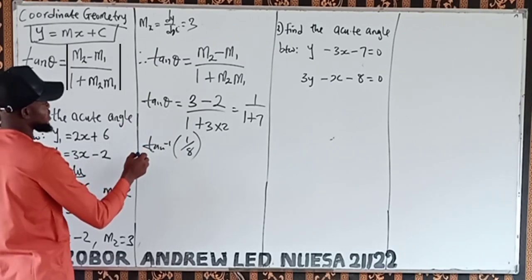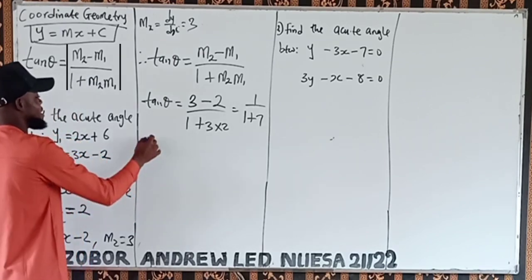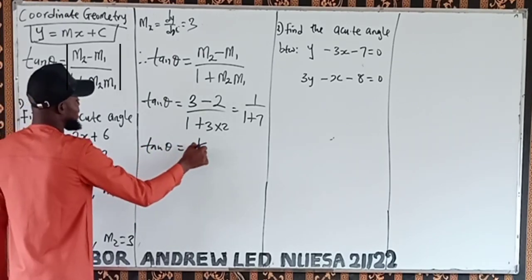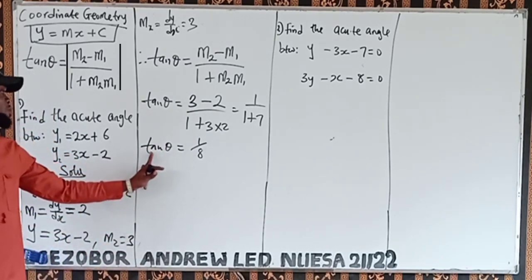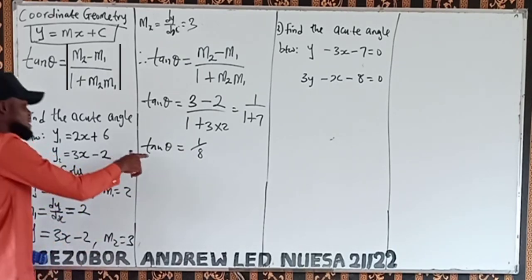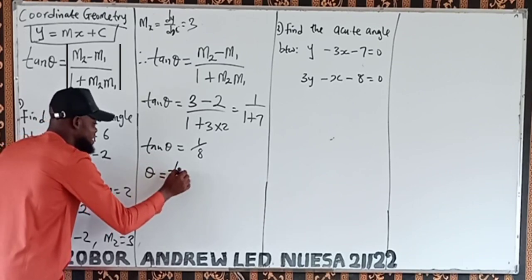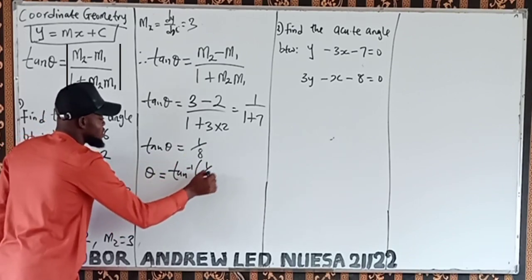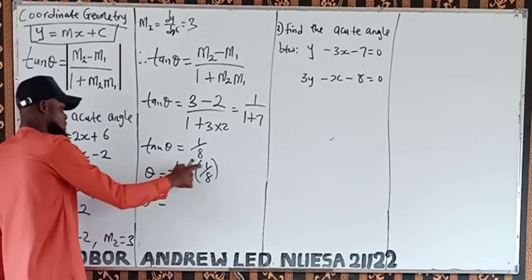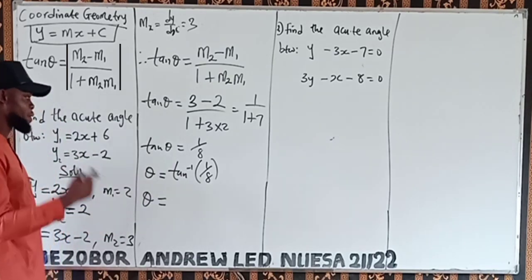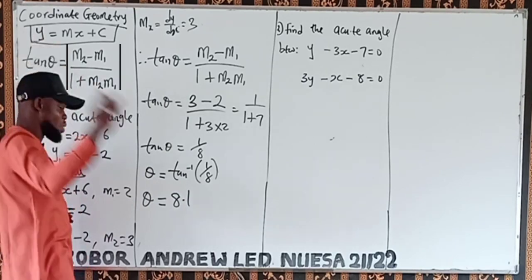I can't actually simplify it further. So tan theta will be equal to 1 over 7. To find theta now, you take the arctan on the other side. If tan theta is equal to 1 over 7, theta will be equal to arctan, which is tan inverse of 1 over 7. That's how to find theta. The answer is going to be approximately 8.130 degrees.